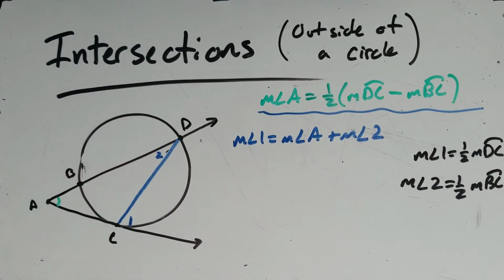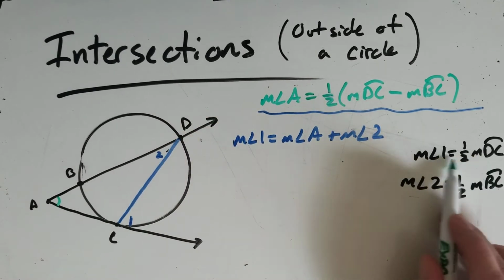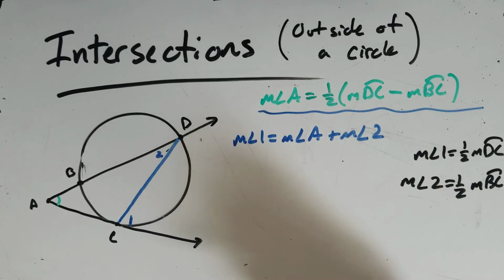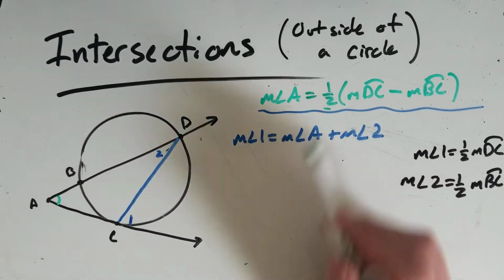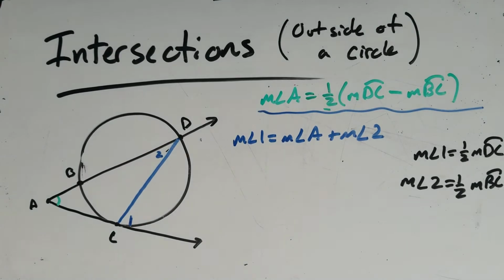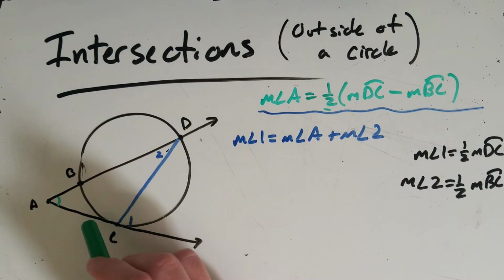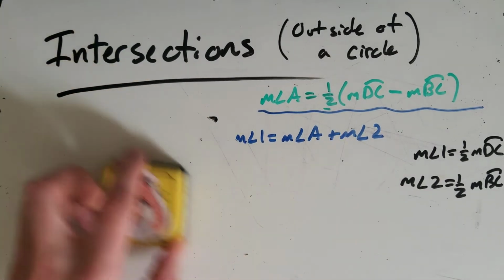And then we can do similar to what we did before, substitute in for the measure of angle 1 with what we have up here, substitute in for the measure of angle 2 with what we have here, subtract from both sides, factor out your 1/2, and you'll end up here as well. So this exists as well. This arc CD minus BC, take 1/2 of that, that's the measure of angle A. That's our second scenario here.